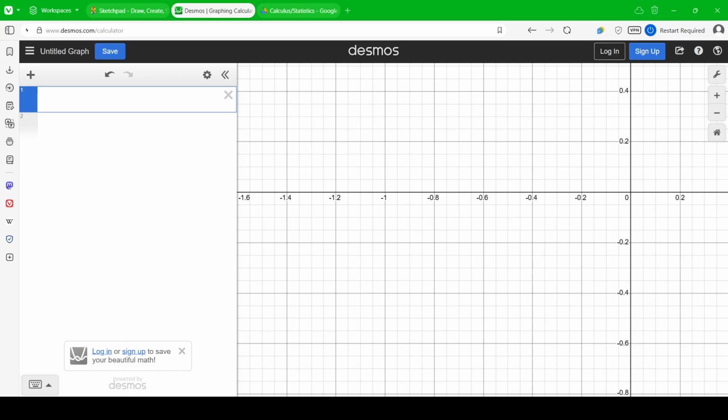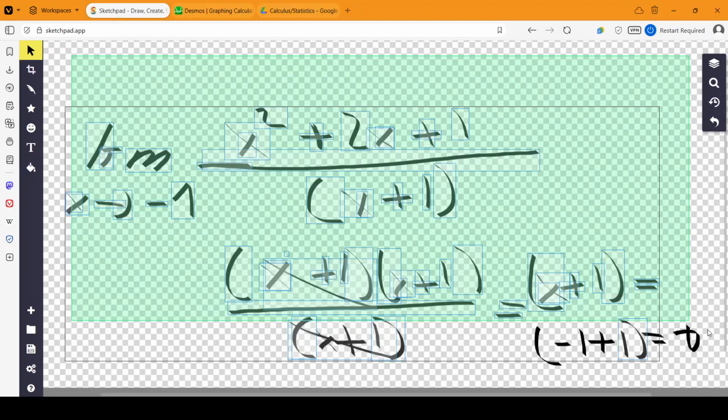Let's go over algebraic manipulation. This is going to be really important for an introduction to calculus class, or just if you're being introduced to calculus.